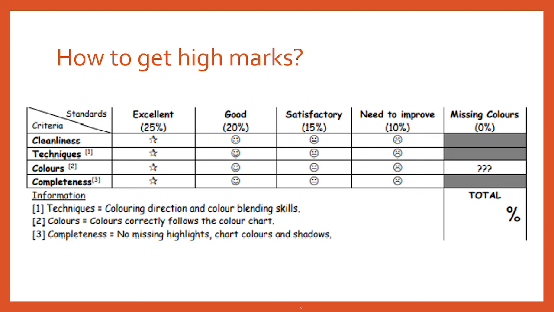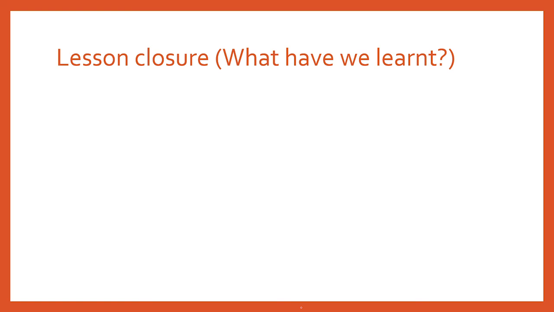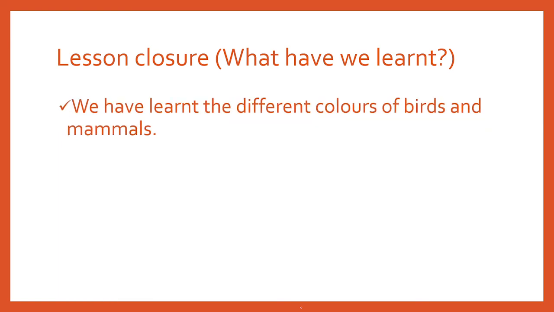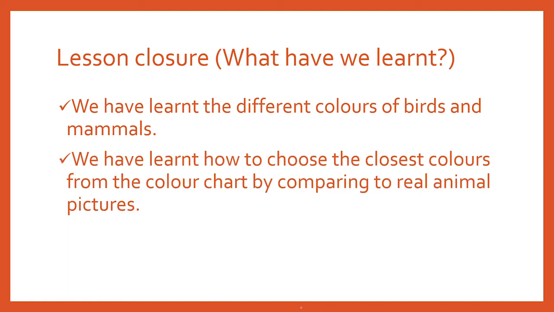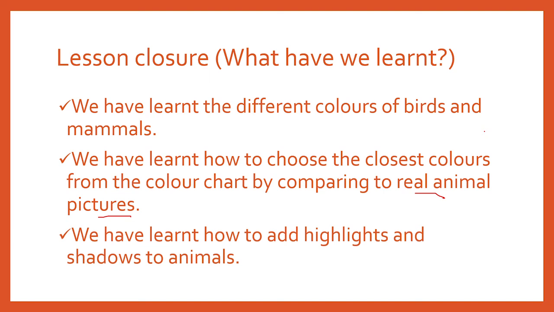The previous week's video. So, lesson closure. What have we learned? We have learned the different colors of birds and mammals. You notice that mammals have less color than birds. Birds usually have different colors and are more colorful than mammals. And we have learned how to choose the closest colors from the color chart by comparing to real animal pictures. Of course, you can find real animal pictures from Google Image. Just download from Google Image. And then we have learned how to add highlights and shadows to animals. I already explained it a few minutes ago.